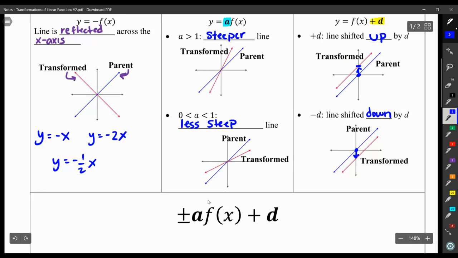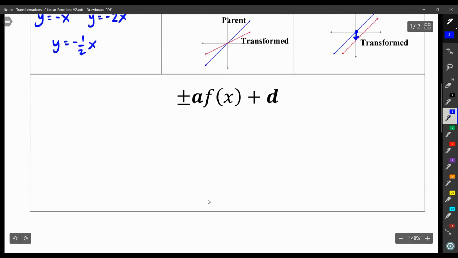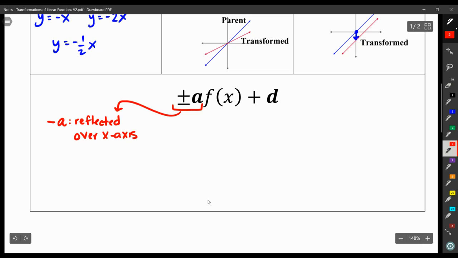So let's put all this together in one gigantic representation. And so we're going to label some things. Let's start first with this a value. I'm going to write some of that over here. If it is a negative a, it's reflected over the x-axis.